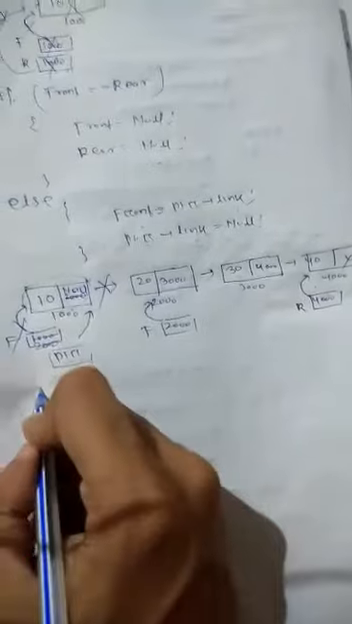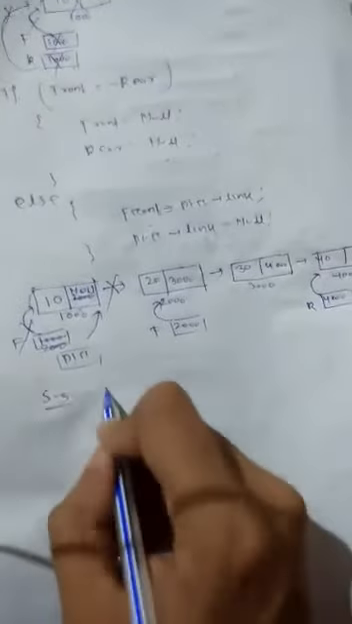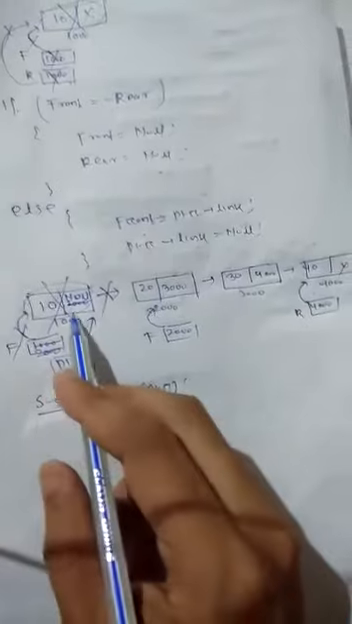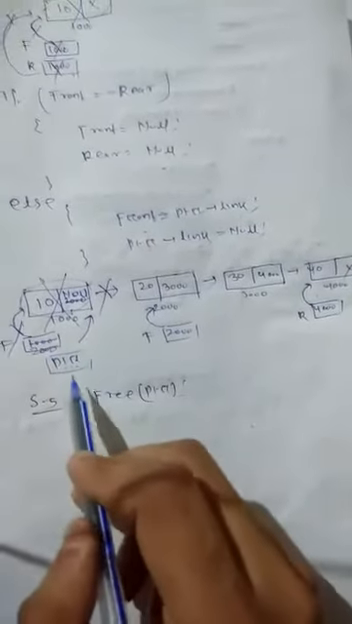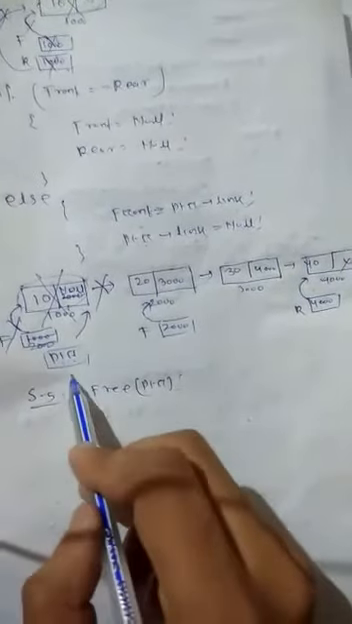Next step, step 4, will be to free the ptr. Freeing the ptr means I am deallocating this node. You cannot access this memory using this ptr, so free the ptr. And the last step, we have to return the norm. Whatever value you have to store in the norm, I am returning at the last. So norm will generally store the 10.